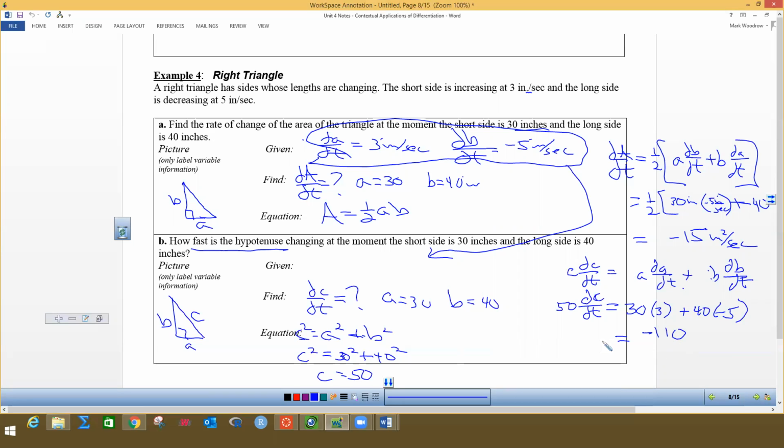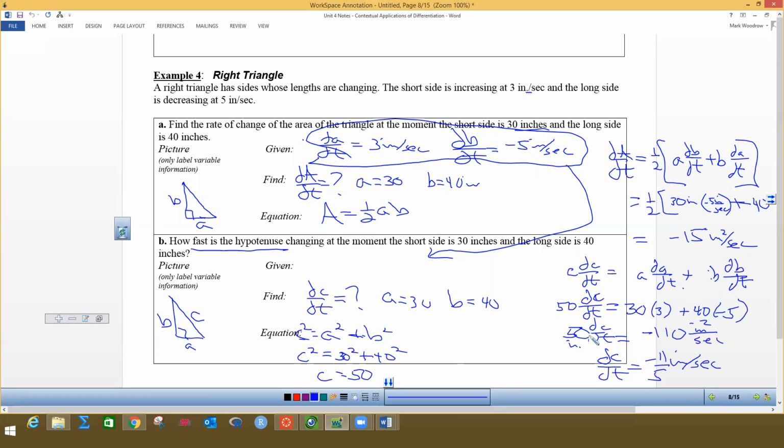And over here, I got 50 dC dt. And you're going to divide by 50, so I believe dC dt is changing at a rate of -11 inches per second. Now, this is going to be inches because this 50 is in inches. And this over here is inches squared per second, just like it was up here.